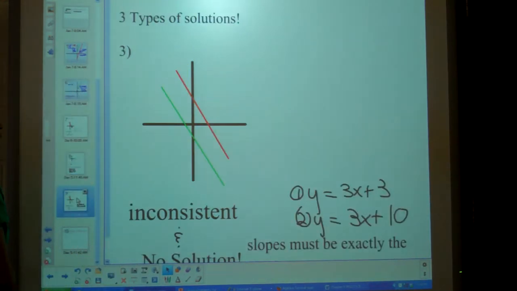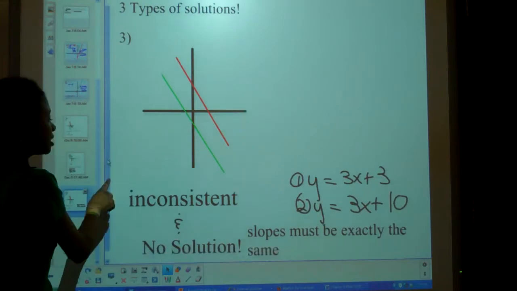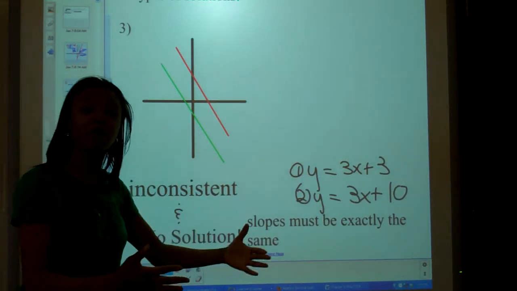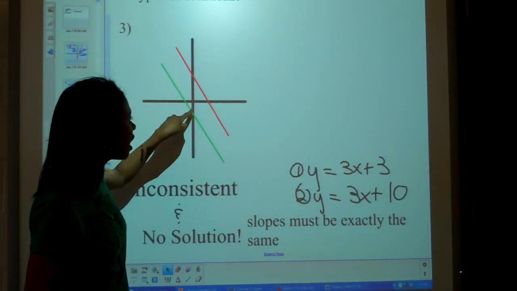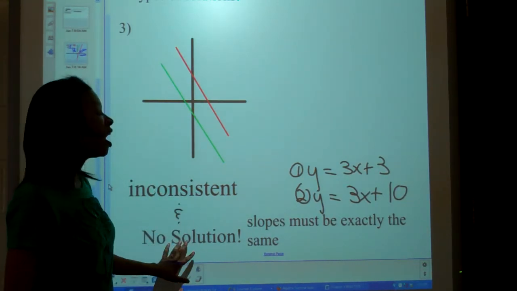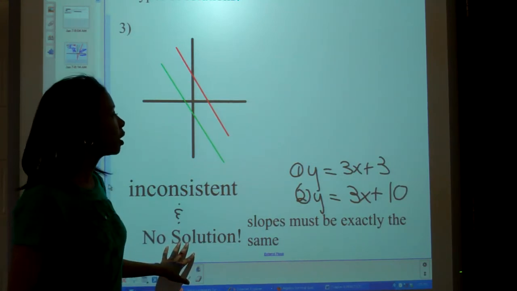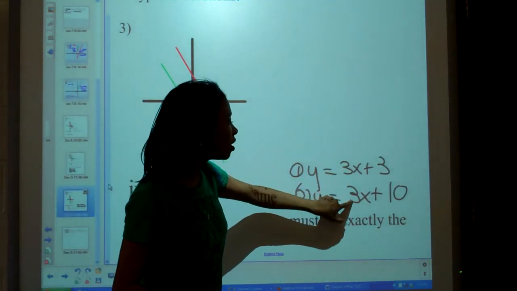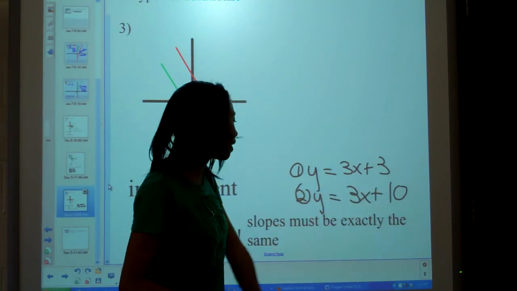Okay? And finally, the third type is called inconsistent. If they're never going to touch, they're parallel, but they have different y-intercepts. That's called inconsistent. And there's going to be no solution. Okay? Make sure you know that. How do you know? Same slope, but they have different y-intercepts.